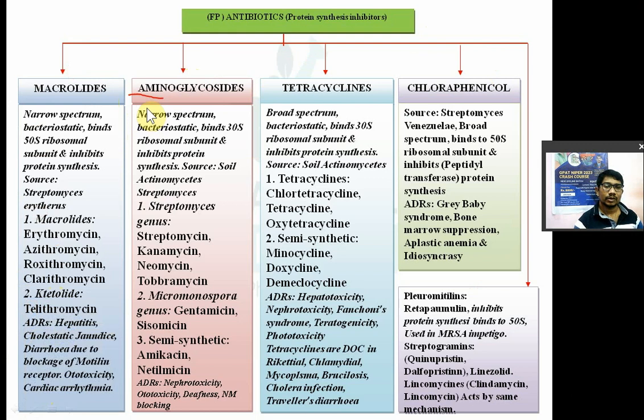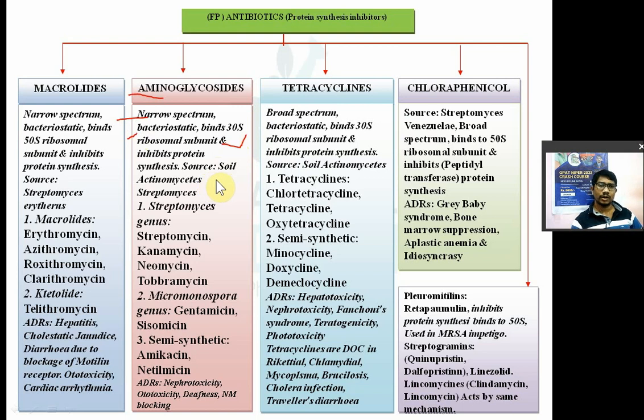So in that you have a lot of drugs. They are known as narrow spectrum antibacterial drugs. They are bacteriostatic in nature. Now what is the mechanism of action? They bind to the 30S ribosomal subunit and inhibit protein synthesis. Now इसका source क्या है? What is the source of aminoglycosides?